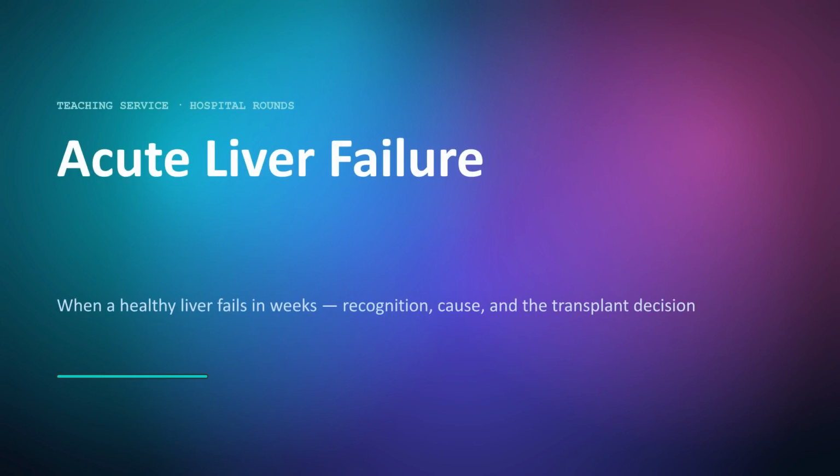Acute liver failure is one of the few conditions where a previously healthy person can die within days, and where the single most important thing you do is recognize it early enough to move them. Everything else follows from that. The definition is precise, the causes are a short list, and the management is largely about protecting the brain and finding out whether this patient needs a new liver. We will follow one patient the whole way through.